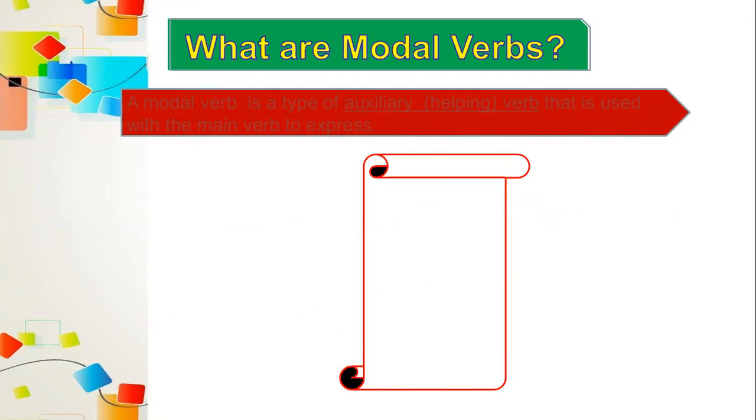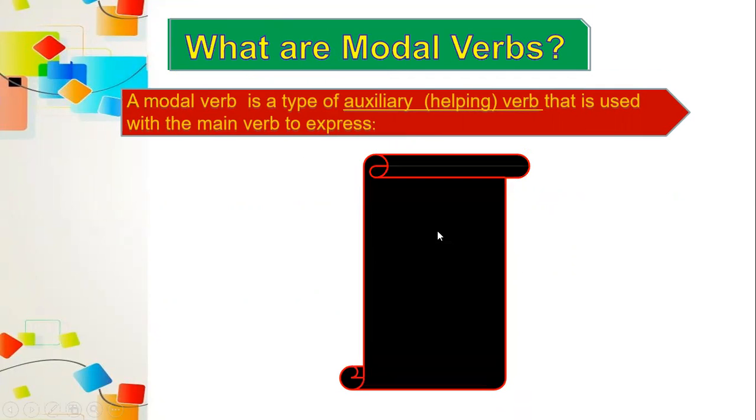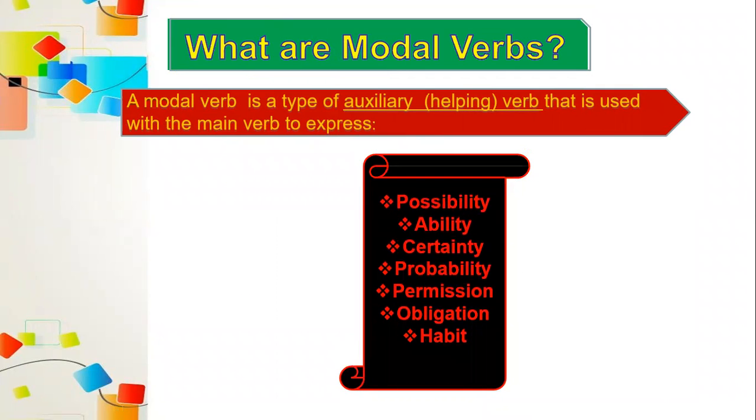What are modal verbs? Modal verbs are just like helping verbs or auxiliary verbs. They are used with the main verb to express possibility, ability, certainty, probability, permission, obligation, and habit. Many modal verbs have more than one meaning. One modal verb can be used in different ways.